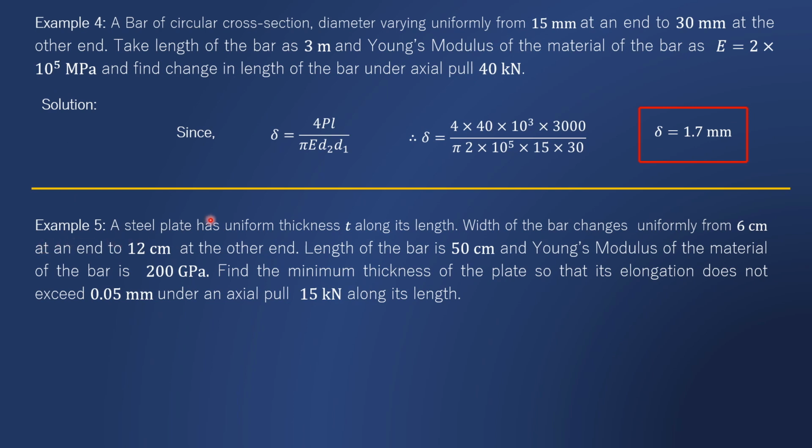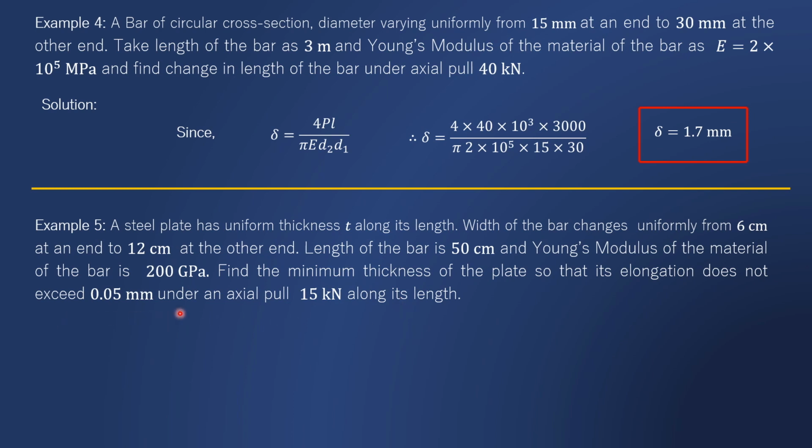Let's solve this problem. A steel plate has uniform thickness T along its length. Width of the bar changes uniformly from 6 cm at one end to 12 cm at the other end. Length of the bar is 50 cm and Young's modulus of the material of the bar is 200 GPa, that is 200 into 10 raised to 3 MPa, or 200 into 10 raised to 3 Newton per millimeter square. Find the minimum thickness of the plate so that its elongation does not exceed 0.05 millimeters under an axial pull of 15 kilonewton along its length.